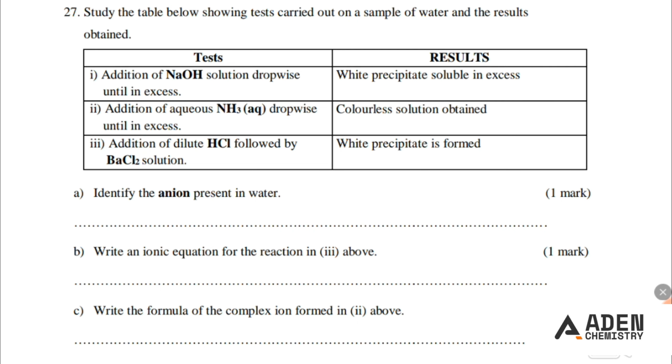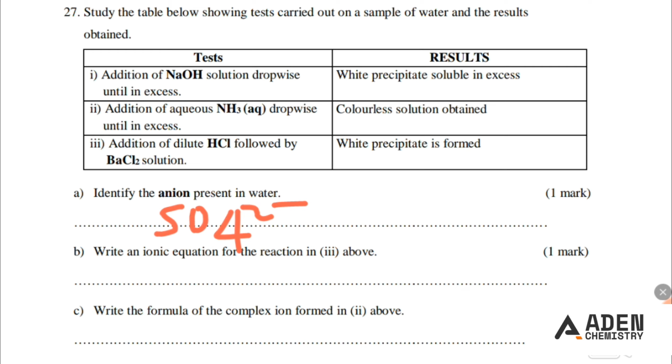So the inference there is 3 ions because we're having sodium hydroxide. So we're having there zinc 2 ion, aluminum ion, and also lead 2 ion. Test 2, addition of aqueous ammonia dropwise until in excess, colorless solution obtained. So that means here the ion is zinc 2 ions. Test 3, addition of dilute hydrochloric acid followed by barium chloride solution. White precipitate is formed. So that is sulfate ions present. So part A, we are to identify the anion present in the water. So that is sulfate ion.